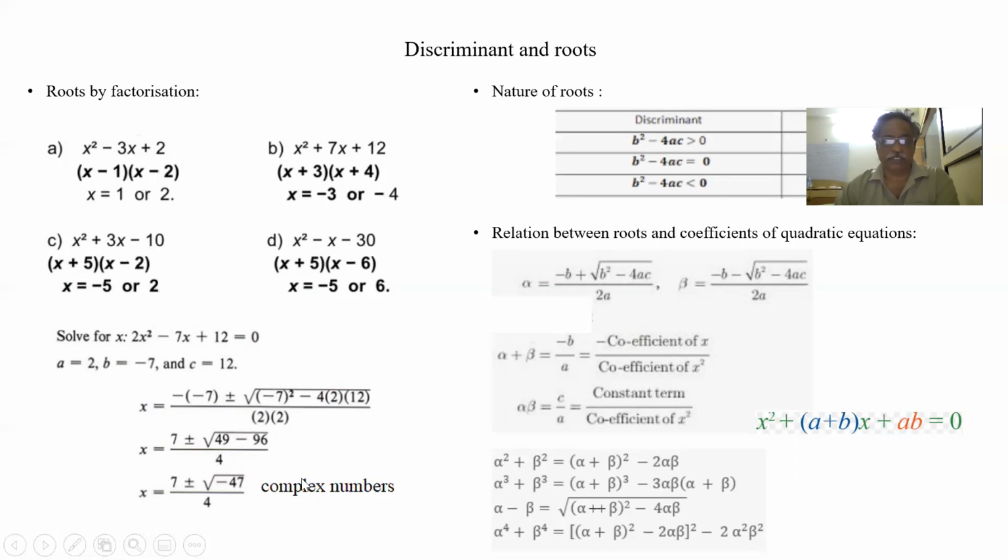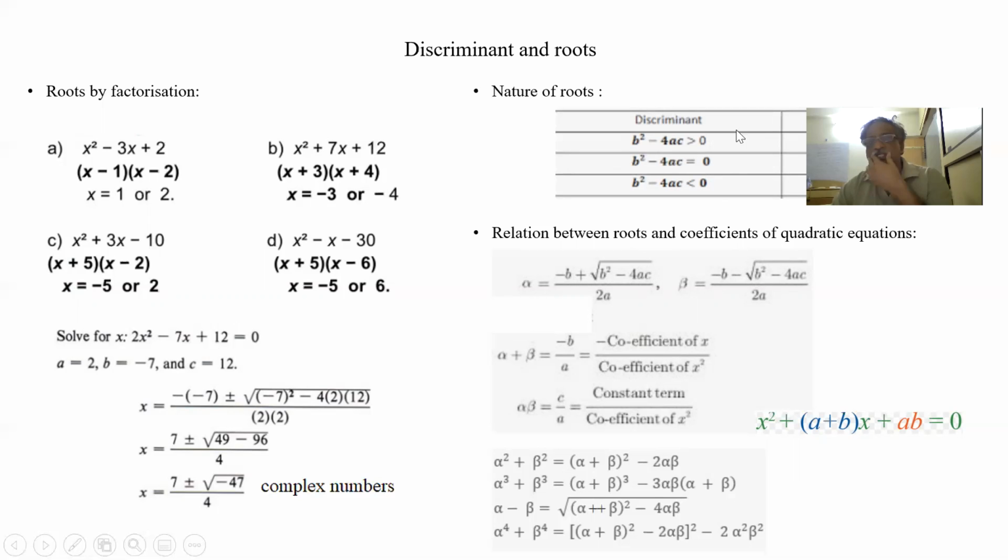Always complex numbers if the coefficients are real. Here the coefficients are real, 2, 7, 12. These are all real coefficients. Even root 2, root 7, they are also real coefficients. When the coefficients are real, I will have both complex numbers, plus and minus. They are in terms of conjugate pairs. The roots will be conjugate pairs.